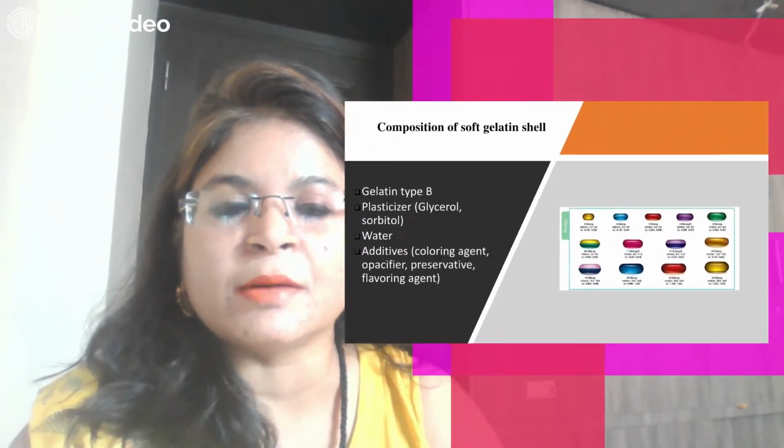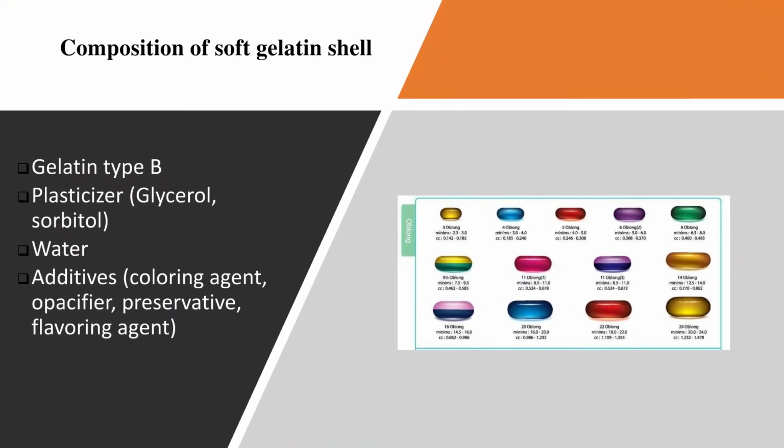Next, we move on to the composition of the soft gelatin shells. Soft gelatin shells are basically composed of gelatin type B. Along with that, they contain plasticizers such as glycerol, sorbitol, etc. And they have water and other additive substances which are added into the shell, for example coloring agents, opacifiers, preservatives, flavoring agents, etc.